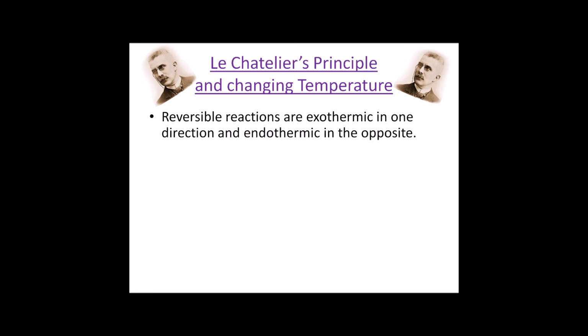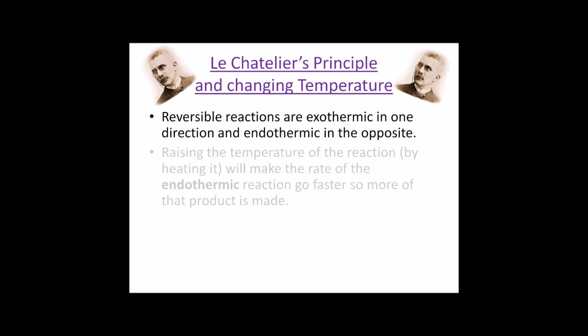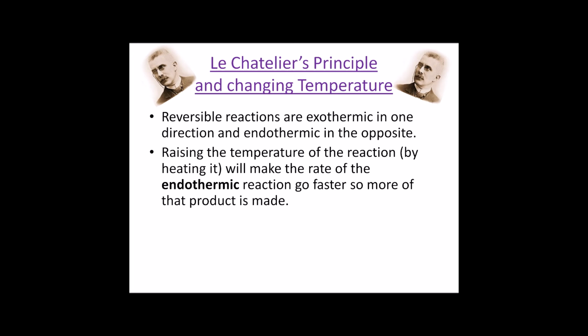So, for example, you're looking at temperature. Reversible reactions, as we've already discussed in the last lesson, are exothermic in one direction and then endothermic in the other. Now, if we raise the temperature of a reaction, so for example we heat it, we put it in an oven, we stick a Bunsen burner up at the front, it will make the rate of the endothermic reaction go faster so more of that product is made. So it will go in the endothermic direction because it's trying to resist the changes that we're making by cooling itself down.